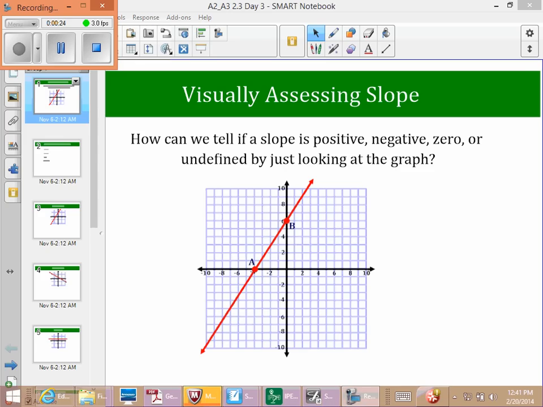In the last class period, we were taking a look at zero and undefined slopes, positive and negative. So you should maybe be starting to get a feel for exactly what these would look like. But I want to go into this more concretely. So let's take a look. How can we tell if a slope is positive, negative, zero, undefined by just looking at the graph?